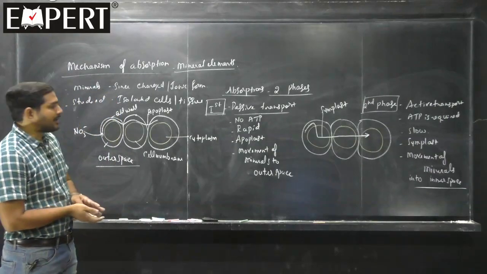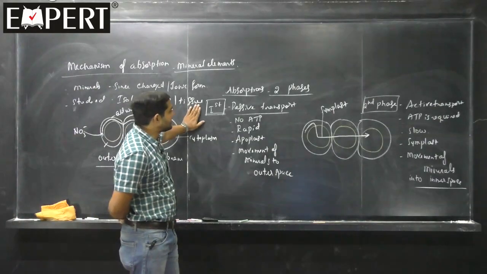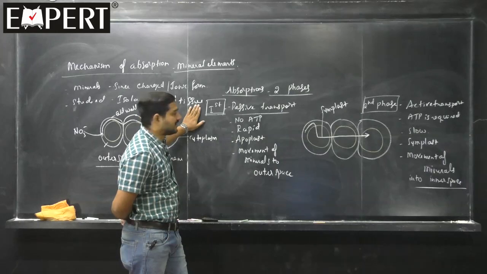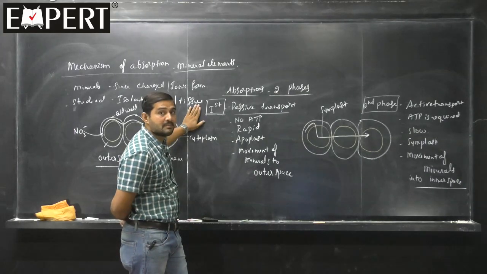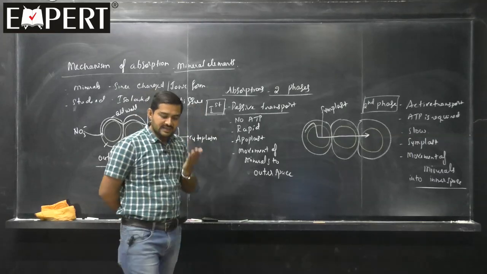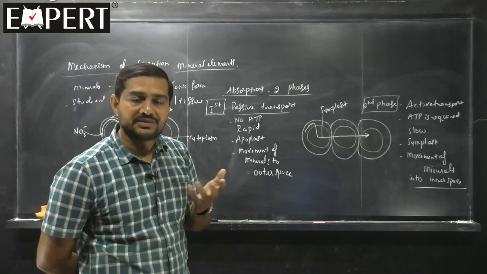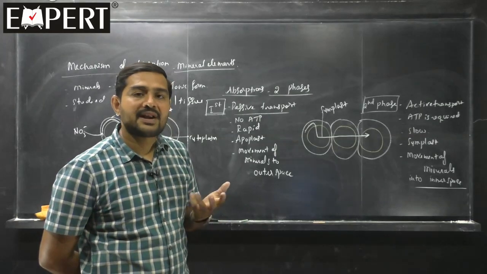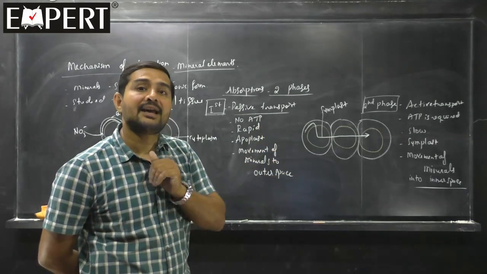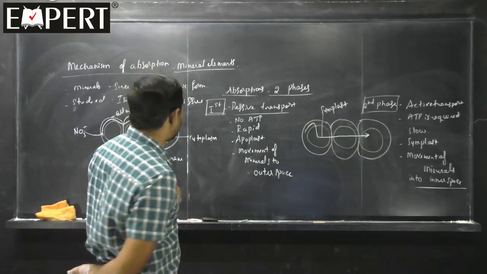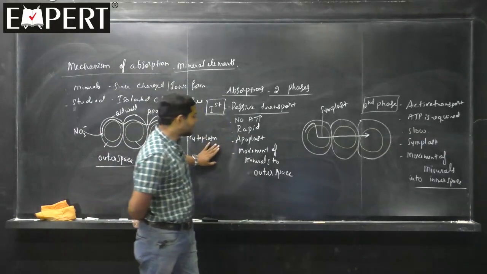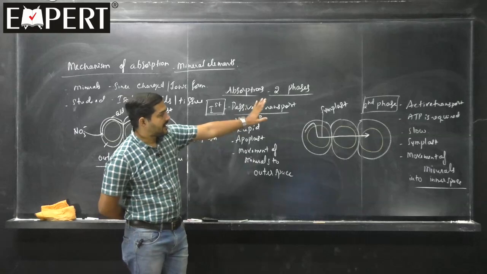I will repeat if you want, quickly. The first phase is a passive transport without expenditure of energy. It is a rapid phase because there is no crossing of the cell membrane. If there is, it becomes slow because there is saturation. Minerals have to pass through the carrier proteins in the cell membrane. Okay, done. Apoplast movement of minerals is in the outer space.